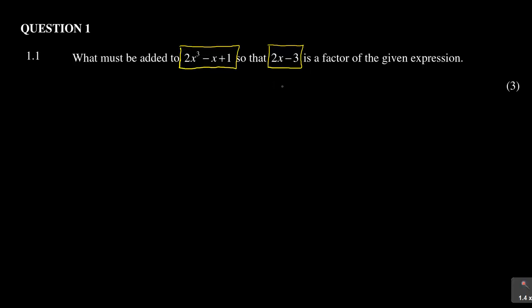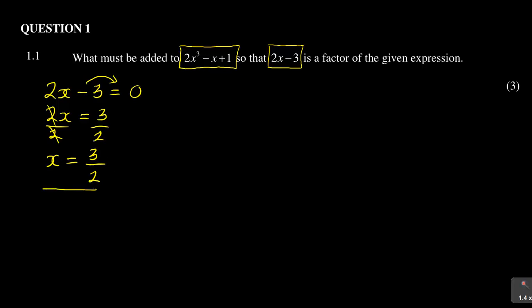Now let us look at a few things that you need to know on this part. The first thing is the factor theorem. The factor theorem says if 2x minus 3 is a factor, therefore what you need to do, you have to equate 2x minus 3 to 0. When you do that, you solve for x, so that the 3 jumps to the other side, and you have 2x is equal to 3. Then you divide by 2 on both sides, and now your x is equal to 3 over 2.